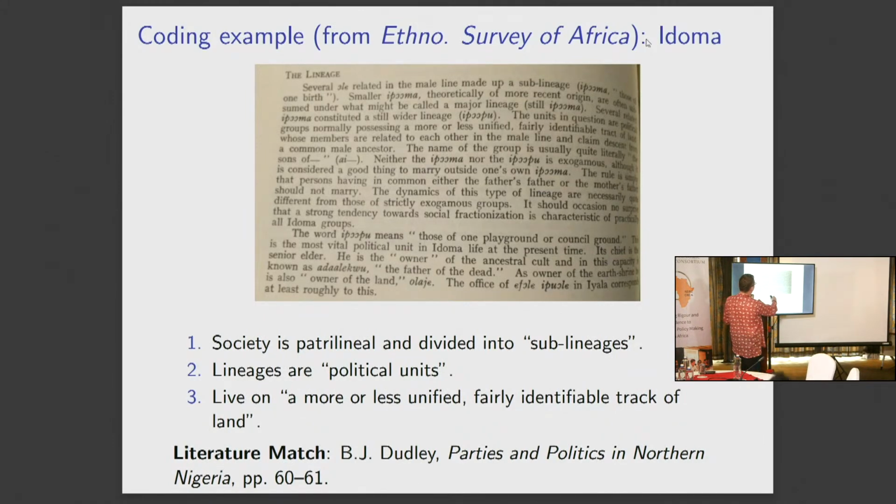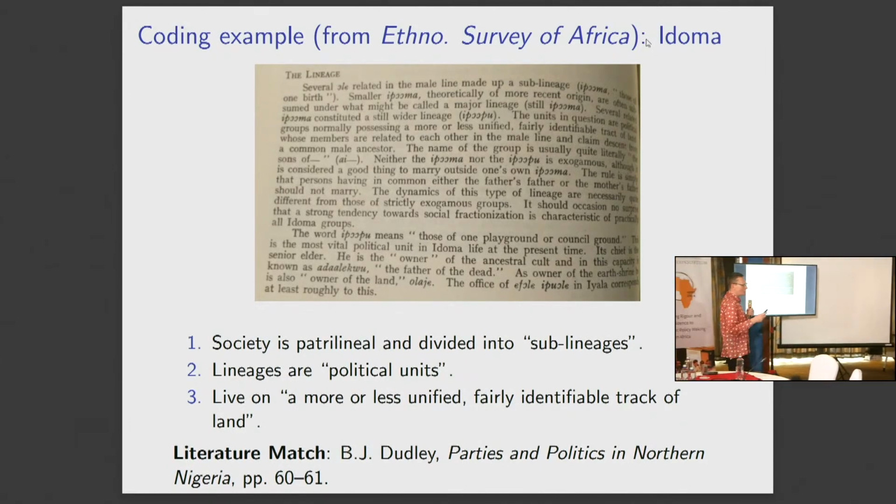And so if you read this, you see related in the male line, made up of a sublineage, theoretically of more recent origin. If you just read through this, what we're looking for is, is the Idoma a segmentary lineage society, meaning, does it satisfy these three criteria of unilineal descent? The segments take on this corporate form, and they reside together. And if you read through this, you'll see that the answer is yes. Okay.